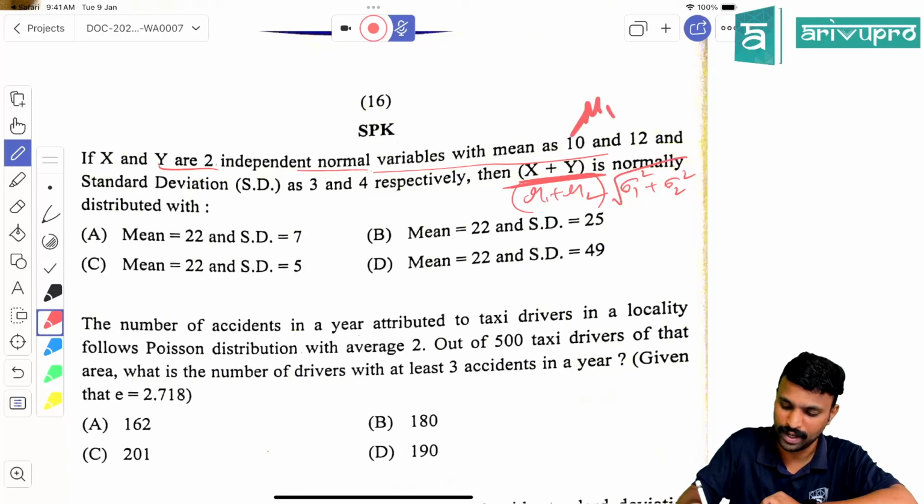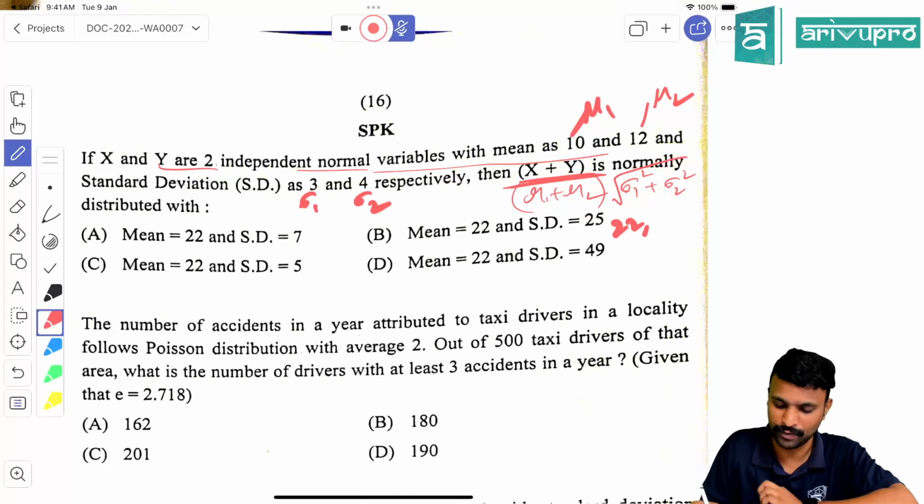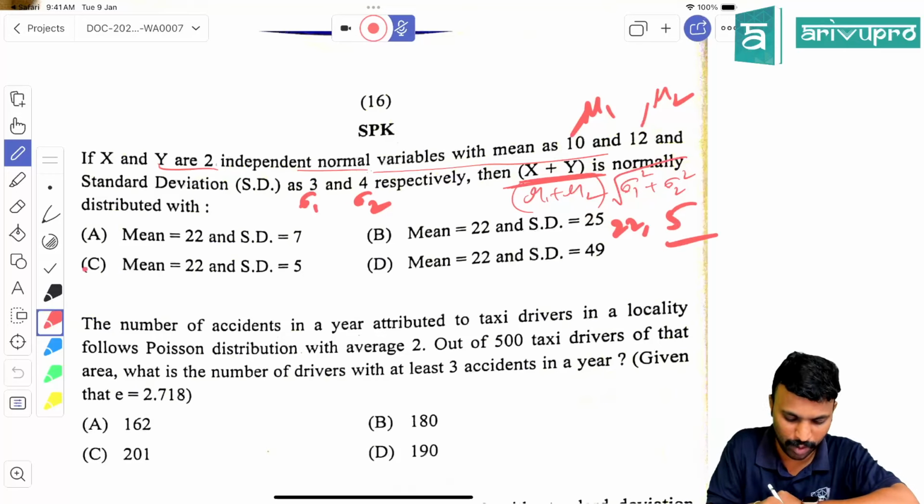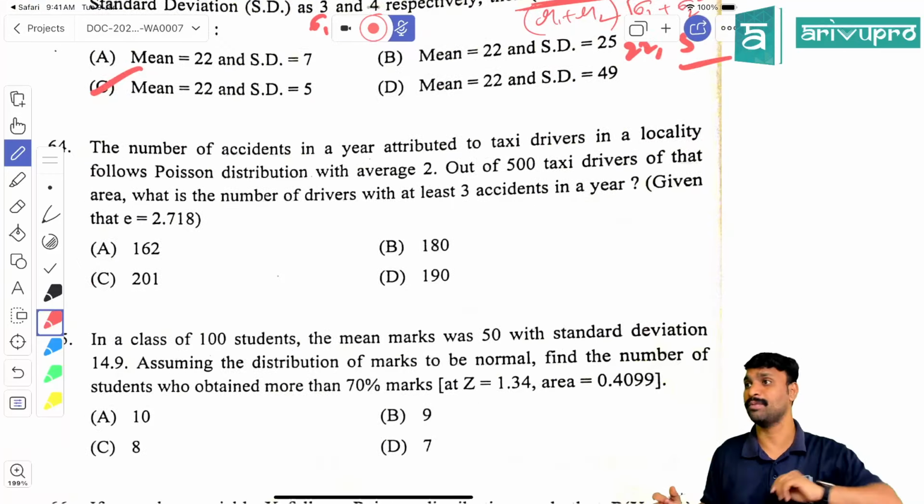So this is mu1, this is mu2, sigma 1 and sigma 2. So mu1 plus mu2 is 22, sigma 1 square plus sigma 2 square is 3 square plus 4 square, 25, root 25 is 5. So 22 and 5, that means option C is the right answer. Guys, moving on to the next question.